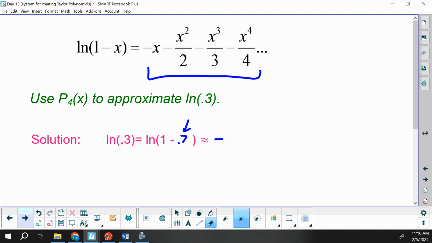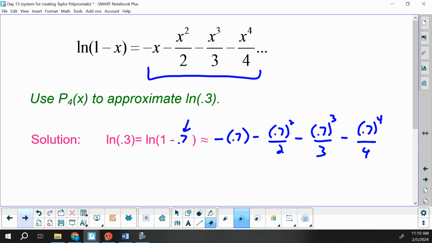So really, what we are subbing into our polynomial is 0.7 in order to find natural log of 0.3. So we're going to have minus 0.7, minus 0.7 squared over 2, minus 0.7 cubed over 3, minus 0.7 to the 4th over 4. And we stopped there because we wanted a P4, our 4th degree polynomial. And if we put that in, that would give us negative 1.11935 and change. If this was on a test, we would round to 3 places by our AP rounding standard.